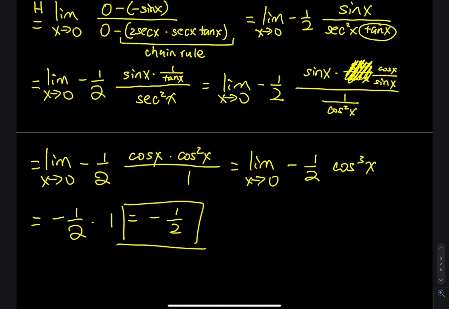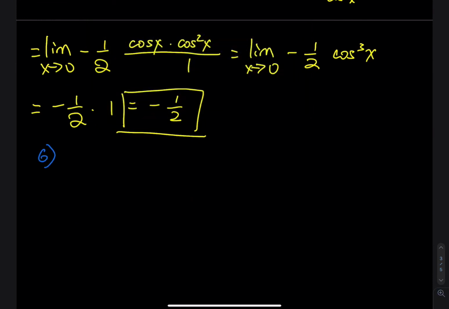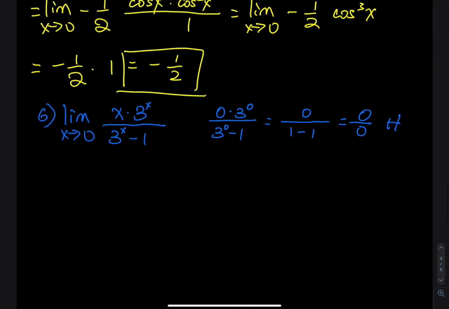Okay, so let's do the last one, and then I can do a few more in the next video. Number 6, we have limit as x approaches to 0. We have x times 3 raised to the x power minus 1. So we plug in a 0. We have 3 to the 0, and then 3 to the 0 minus 1. What is 3 to the 0 power? That is 1, right? Not 0, right? Minus 1, and then the top is 0. So that is 0 divided by 0. That is a L'Hopital. And then you go ahead, apply the L'Hopital.